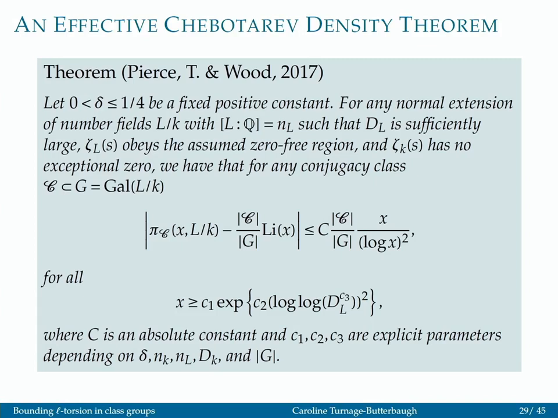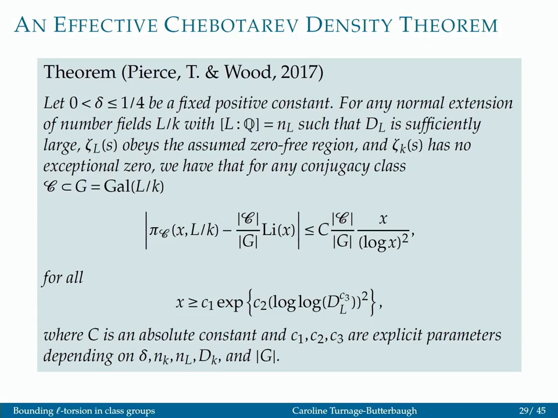OK, so this setup is the same as before. The only difference is that we're going to assume that ZL obeys the assumed zero-free region. And again, I'm just going to point out that we assume that zeta k didn't have an exceptional zero. And then this is the effective Chebotarev density theorem that we can prove. And we have a lower bound for x for which this is valid. So let me point out a few things here.